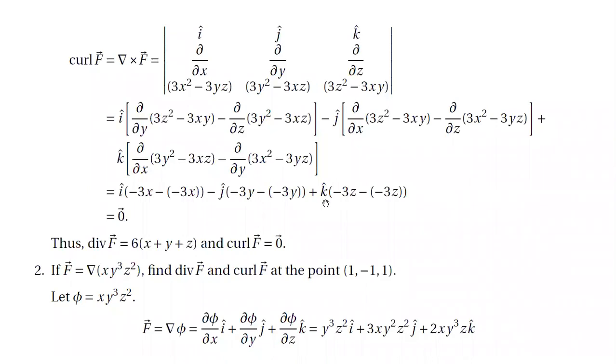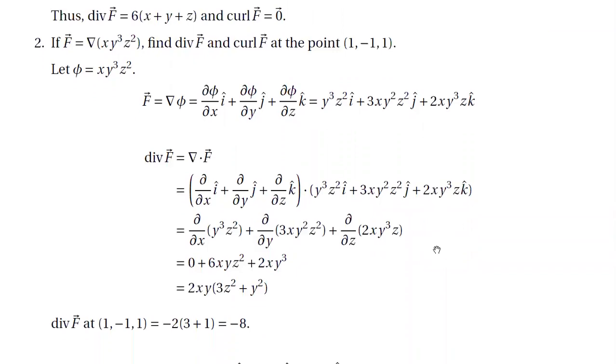Then here you get plus k into the differentiation of 3y square minus 3xz with respect to x, which will be minus 3z. Here you get minus of minus 3z, so this becomes plus 3z, and here it is minus 3z. Cancelling, you get plus 0k. Since you get 0i plus 0j plus 0k, that's equal to the 0 vector. Curl of vector f is equal to the 0 vector. Please don't write 0 here. Curl f is a vector quantity. So curl of vector f is equal to the 0 vector.